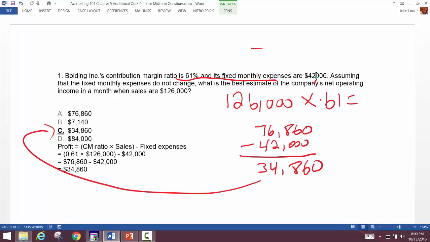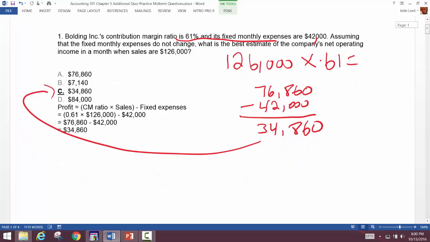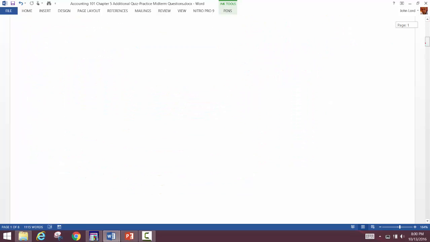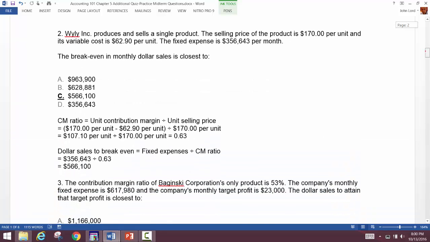Okay, good. Let's go ahead and scroll down here. This is on iLearn, guys. This file is on iLearn. And so now they want to know the break-even in sales dollars again. If they want the break-even sales dollars, I need the contribution margin ratio, don't I?